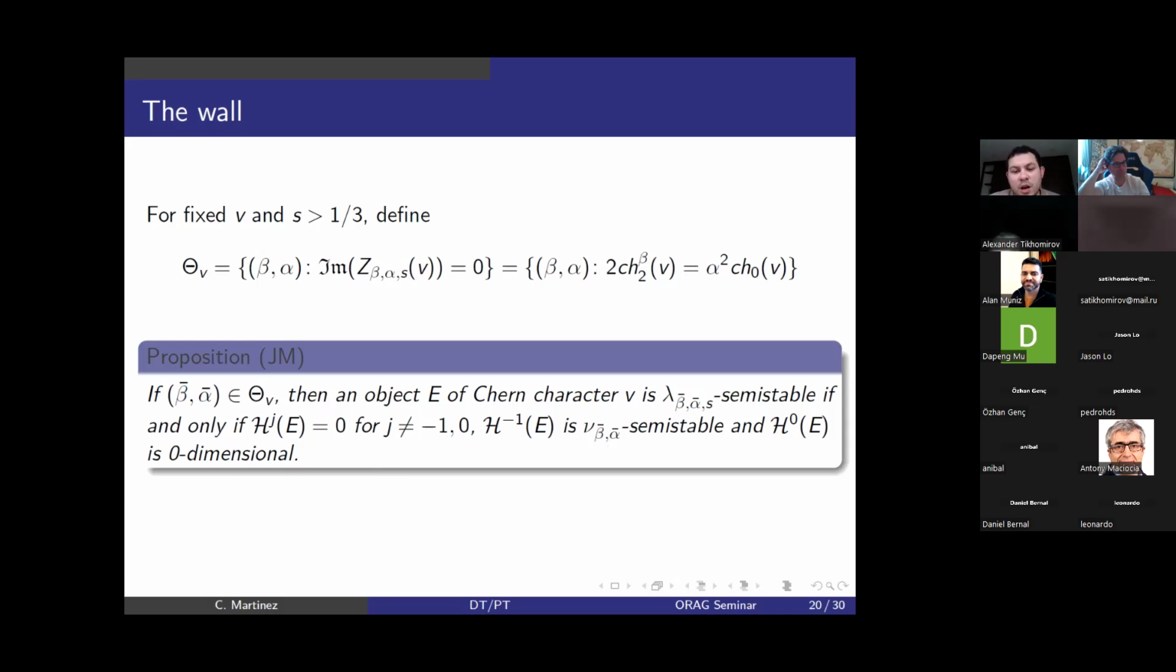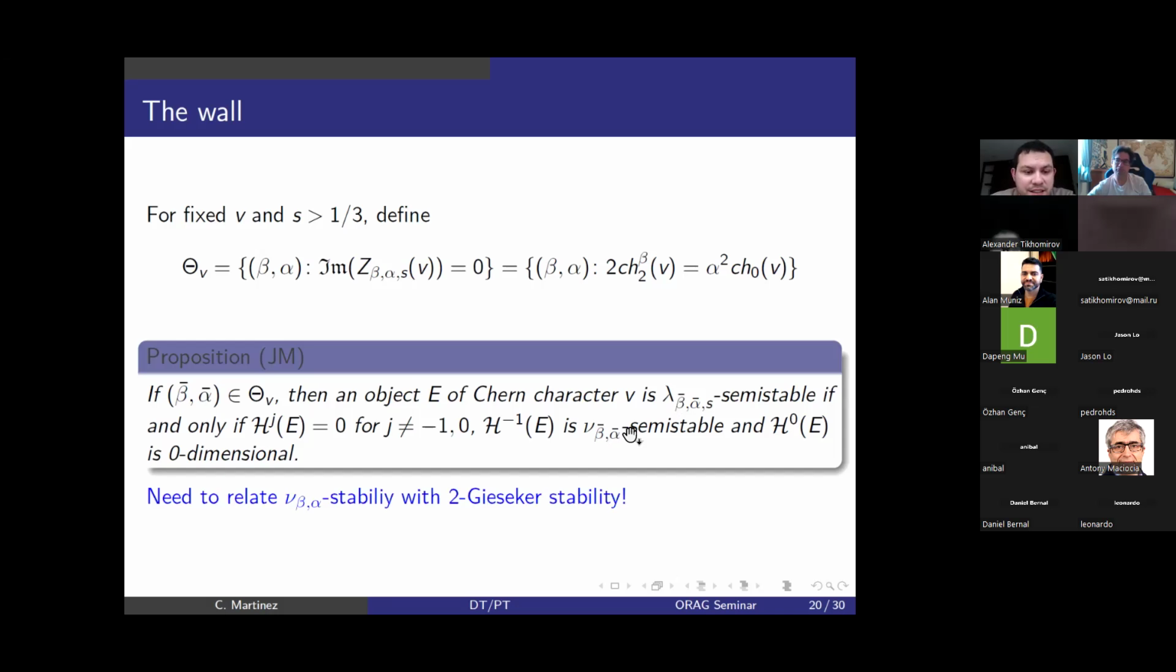So tilde semi-stability comes into place, right? They say the only objects that are stable on a point on this wall are two-term complexes, where the zero cohomology is zero dimensional, but the minus one cohomology is still semi-stable. So the issue is that before understanding these objects, I will have to understand the tilde semi-stable objects.